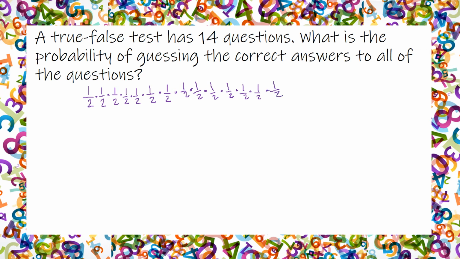Okay, so you've got a 1 out of 2 chance every single time that you try these questions. So you'll multiply across the top. And you get 1. And then multiply the 2 14 times.